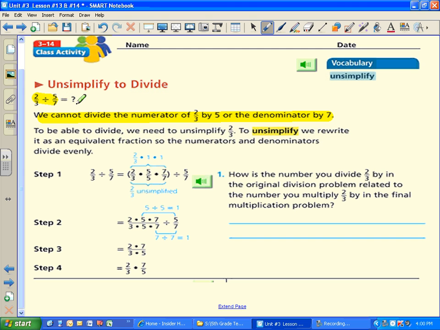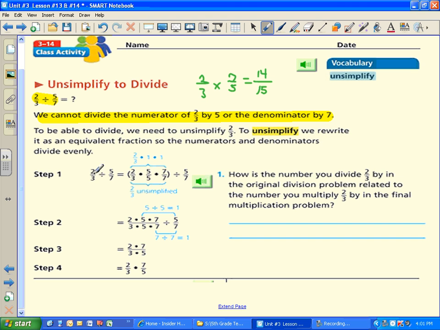Showing you another way of doing this, you could set it up as 2/3, the division symbol becomes multiplication, and 7/5. Which would be 2 times 7 is 14, and 3 times 5 is 15. And if you can simplify, you would simplify, and I believe that is simplified. But let's look down here.